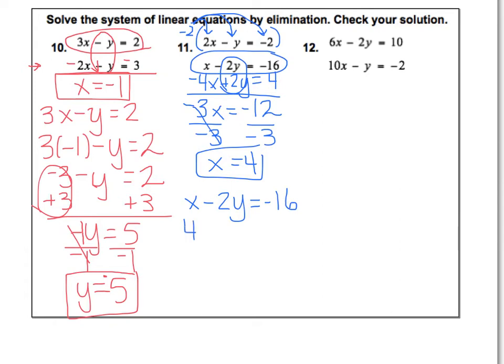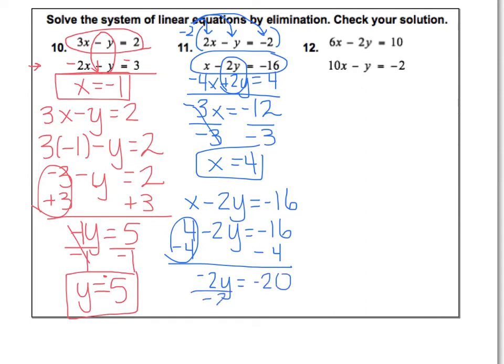Since our x is 4, I'm going to plug that in. I've got to subtract 4 from each side to try to get this y by itself. So I have negative 2y equals negative 20. Divide by negative 2, and y equals a positive 10.